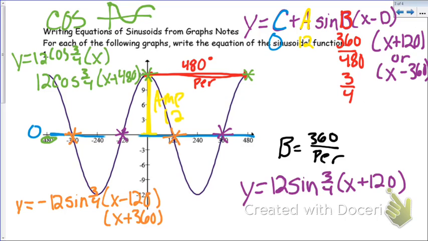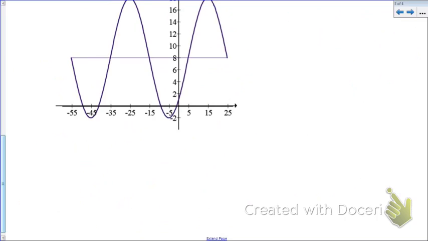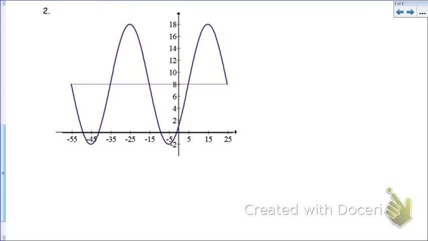All right, so we're going to move on now. We're going to do a couple more examples. The next one we're going to look at is this graph right here. And we're going to find those same things on that equation. So I'm going to take that original function, which is y equals C plus A sine or cosine times B times x minus D, and I'm going to fill in all of those parts that I need. So let's just go left to right and fill this in.